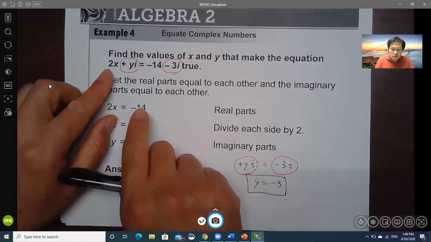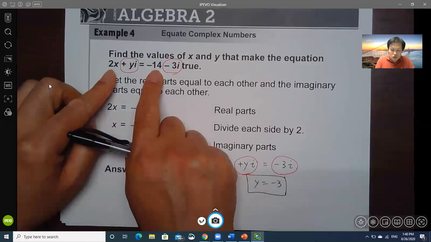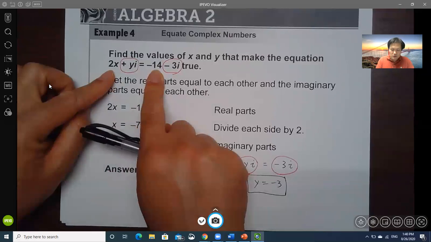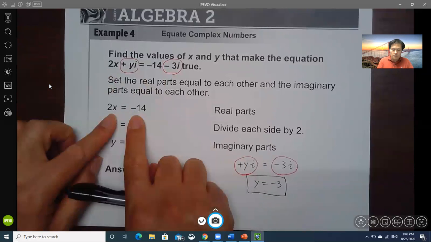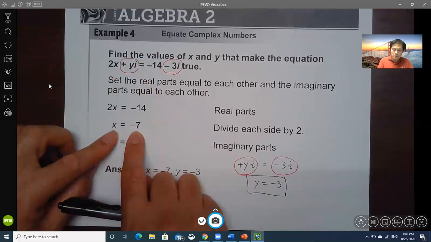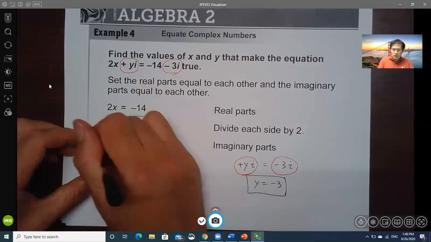For the no-i part, they should equal each other. 2x should equal minus 14. So for x, divide by 2, divide by 2. Okay, so these are the answers.